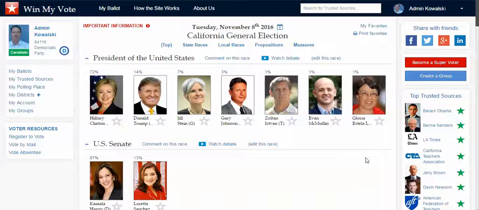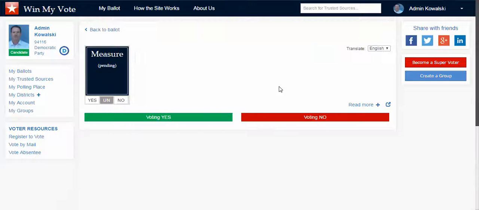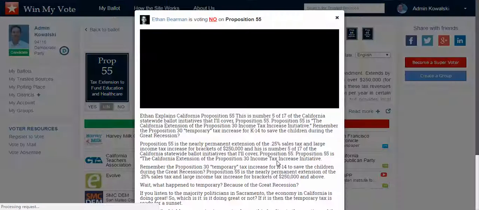So to give you an example, here is a California state proposition. Here's Proposition 55, and as a voter I can read about the proposition, but I can also see groups and organizations that are supporting it and groups and organizations that are opposing it, and even individuals. So for example, this individual, Ethan Behrman, maybe I follow him, maybe I really like him, and I can see what he has to say about Proposition 55.